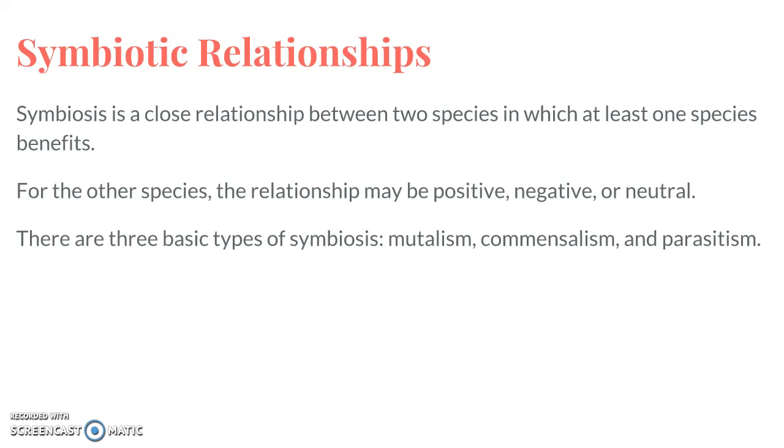Symbiotic relationships. Symbiosis is a close relationship between two species in which at least one species benefits. For the other species, the relationship may be positive, negative, or neutral. There are three basic types of symbiosis, and those are mutualism, commensalism, and parasitism.